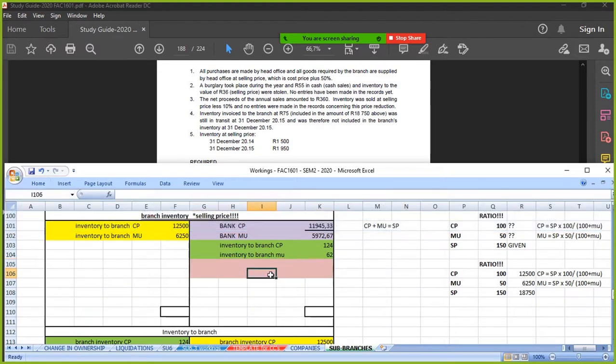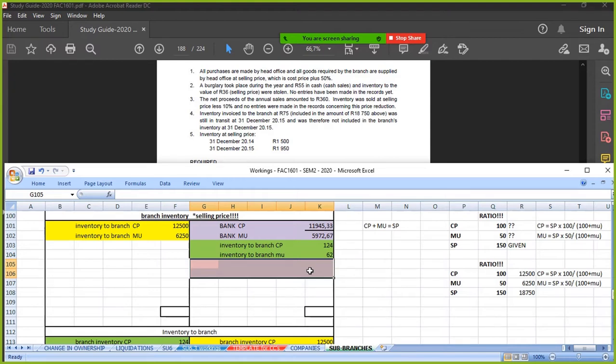Again, because they spoke about this at selling price, they said account for the branch inventory at selling price. This is obviously a theft. So the contra account would have been, let's think about this. They stole goods from the business. So if they stole goods from the business, you're definitely going to have to credit this. But what would the contra account be? Let's think.